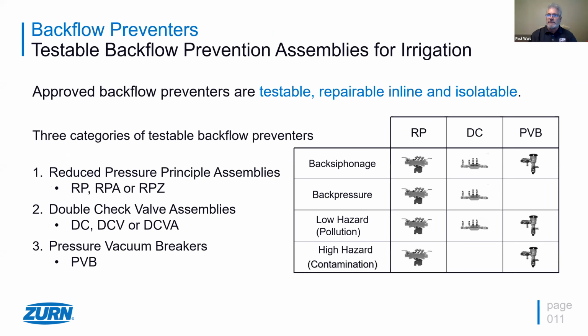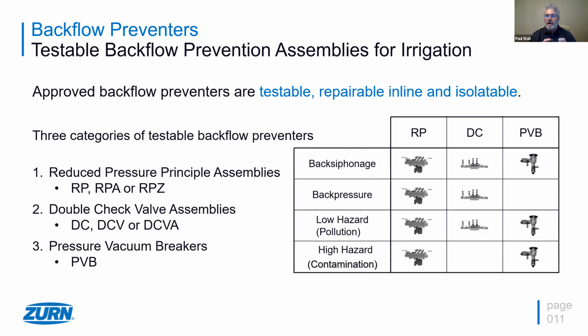So the 3 categories: we've got reduced pressure principle assemblies, RP, RPA, or RPZ, as they say. RPZ is a pretty common phrase. In Canada, they say RPZ, just to kind of get everybody who's in the very north up there to be inclusive. Double check valve assemblies, double checks, DC, DCV, DCVA. We see these terms on specifications, and then pressure vacuum breakers are always considered PVBs, and I've never seen them any other way than that.